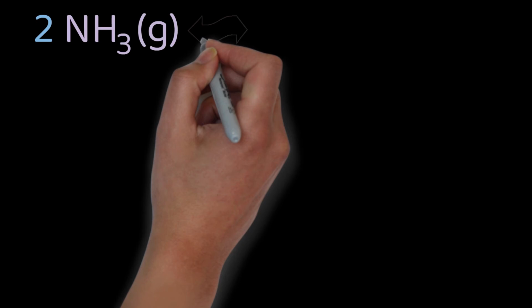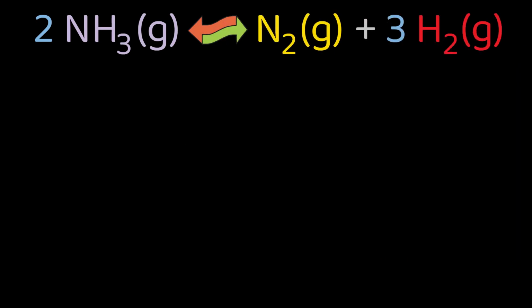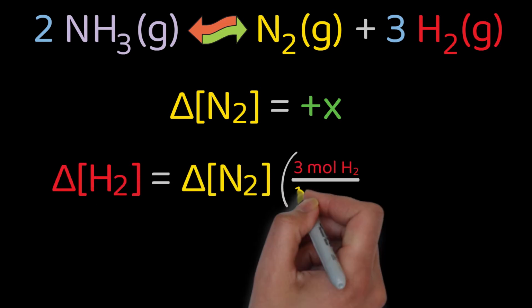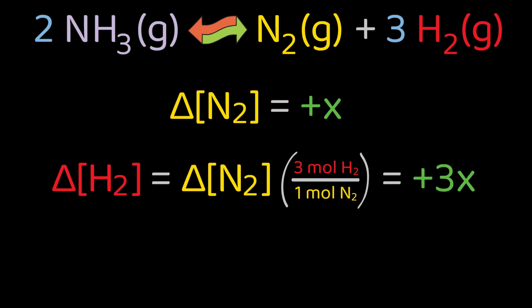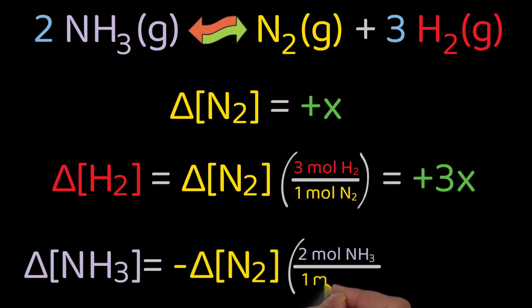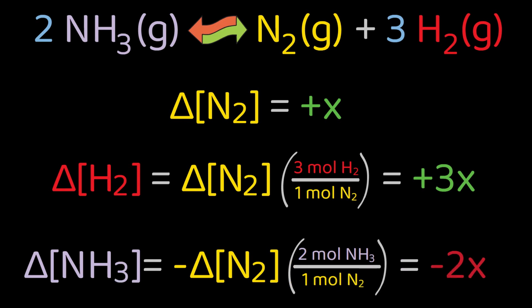For the decomposition of ammonia, we can say that as the reaction proceeds to equilibrium, the concentration of N2 will increase by an amount, say X. We can relate the corresponding changes in concentration based on their stoichiometry as we have done before. The negative sign here reflects a decrease in concentration. For the whole reaction, we can say that the concentration changes are reflected by X in these ratios.